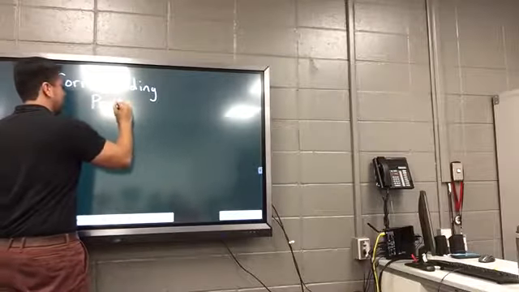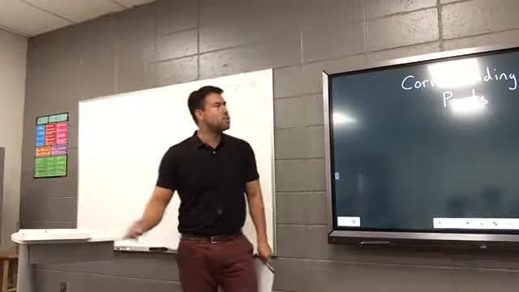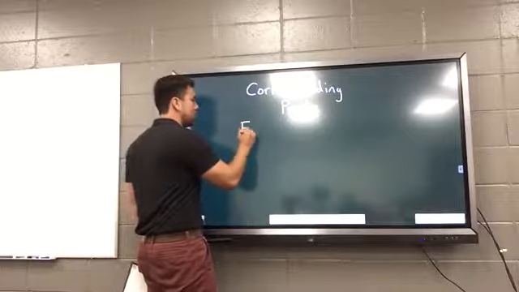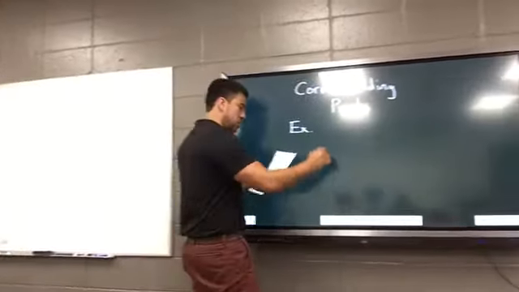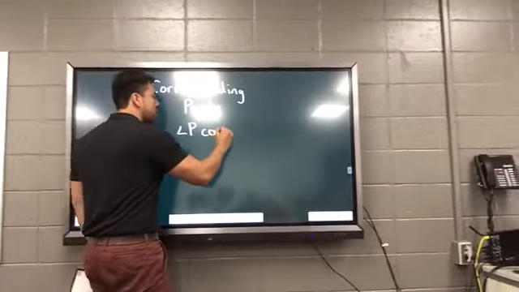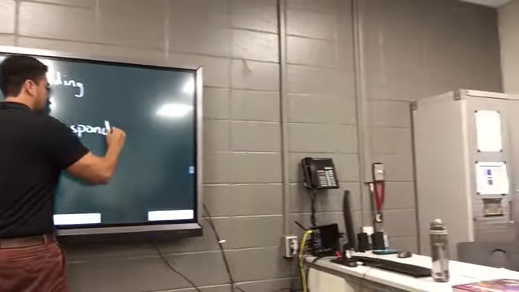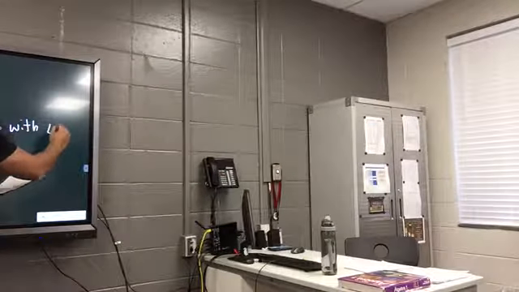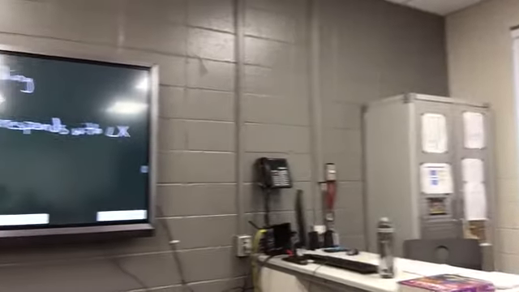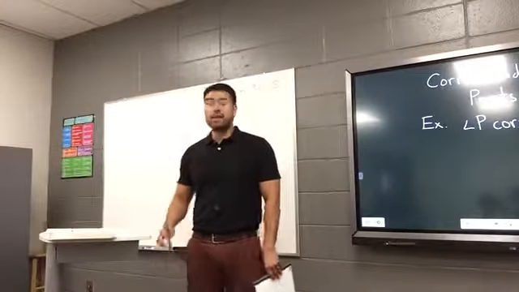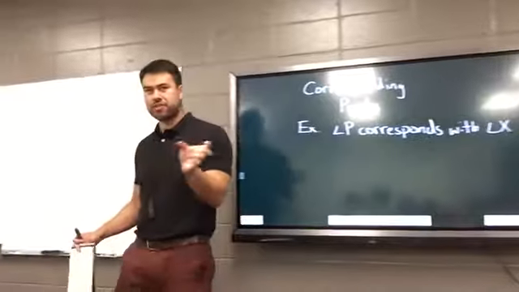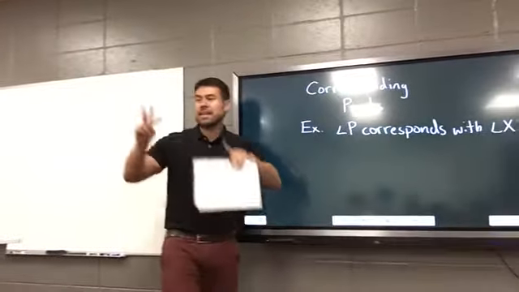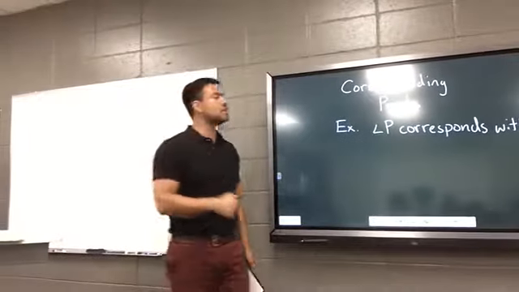parts. So triangles have parts, angles, segments, vertices. So corresponding parts, I'll give you a couple examples. On that last set of triangles, you could say that angle P corresponds with angle X. Angle P corresponds with angle X. You can say angle P matches with angle X. Is that true? Angle P and angle X match? Yeah. So that's what I mean by corresponds. And I say match because it's not technically matching, but you could think of it that way.